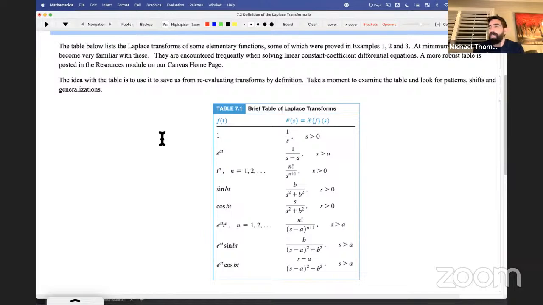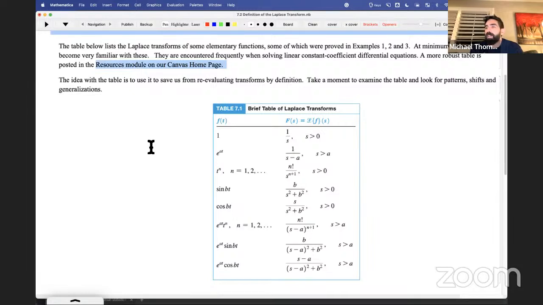This is kind of like the minimum table that you would see in a differential equations class. There's a more elaborate table that you're going to want to work with for some of your problems, but this is at the very basic level. So if you go on our Canvas homepage into the resources module, you'll find a larger table, and you'll be allowed to use one on your final exam.